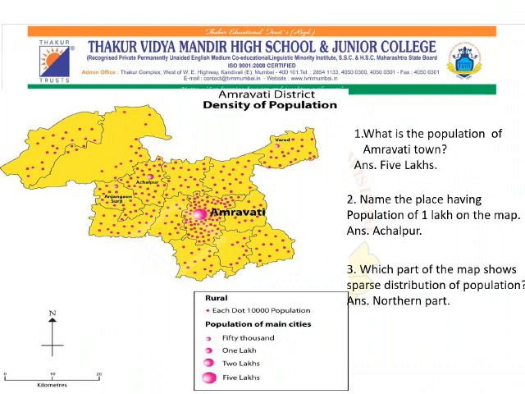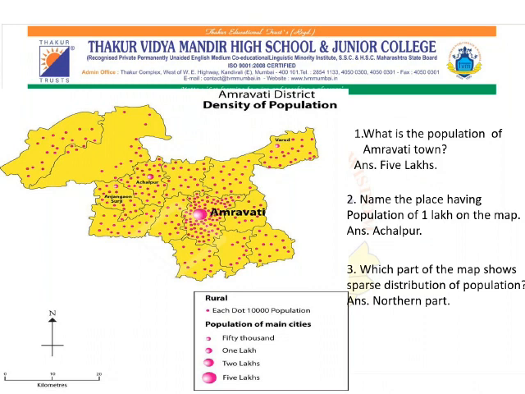First, what is the population of Amravati town? The population of Amravati town is 5 lakhs. Name the place having a population of 1 lakh on the map. Yes, it is Anchalpur. Which part of the map shows sparse distribution of population? That is, the northern part shows the sparse distribution of population.